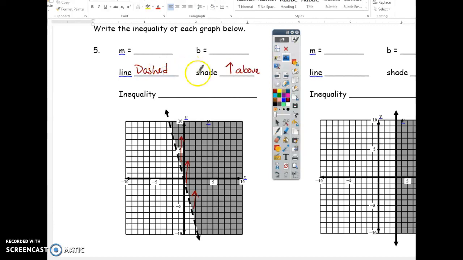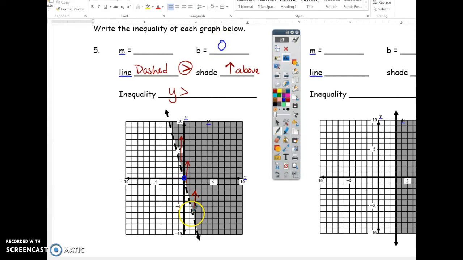So I know that the inequality symbol that I'm going to use, because it's above, needs to be greater than. Okay, and because it's dashed, there is no line underneath. So this is the symbol we're going to be using, and it's going to be y greater than. Now I need my slope and my y-intercept. My y-intercept is right here at 0, 0. So that's my b, 0, 0.